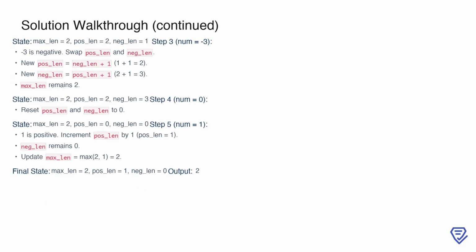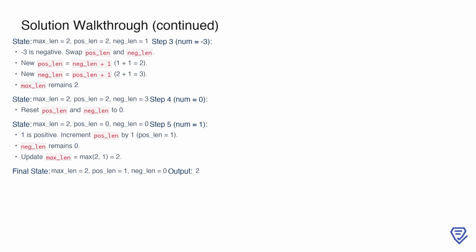For the next number, -3, another negative, we swap POS_len and neg_len once more. The new POS_len becomes the previous neg_len plus 1, which is 2, and the new neg_len becomes the previous POS_len plus 1, which is 3. Max_len remains 2 as the maximum of 2 and the updated POS_len is still 2.